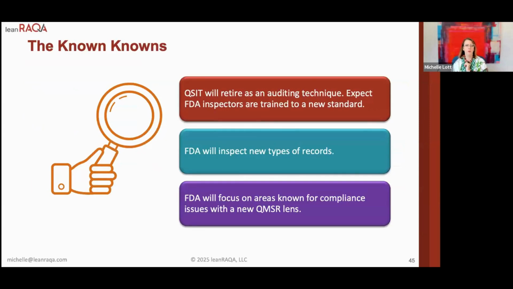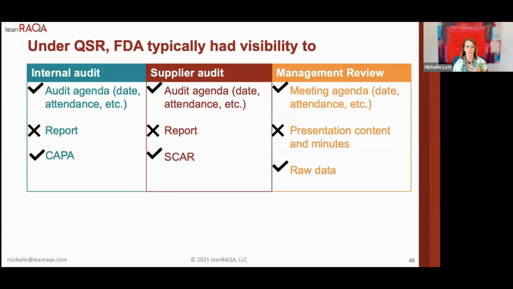So we are at the known knowns. I love that Donald Rumsfeld quote. So we know that the QSIT will retire as an audit technique. We expect FDA inspectors are trained to a new standard. FDA is going to inspect new types of records because now they have purview to management review, internal audit, and supplier audit. And we know FDA is going to focus on areas that are already an issue under QSR, because there are known compliance issues, known safety issues, and where industry is already not doing them correctly to meet FDA inspections.